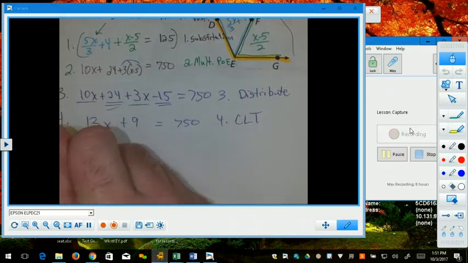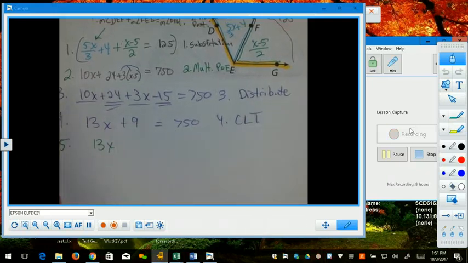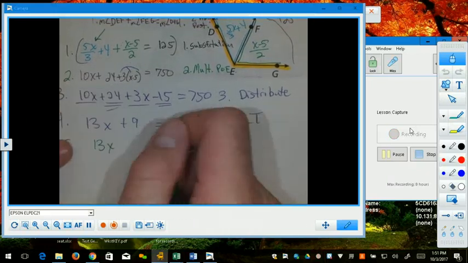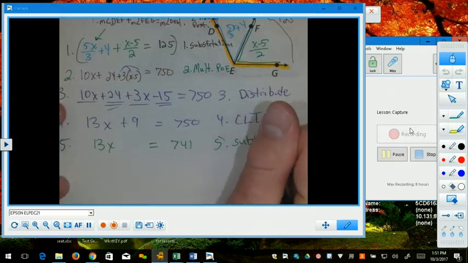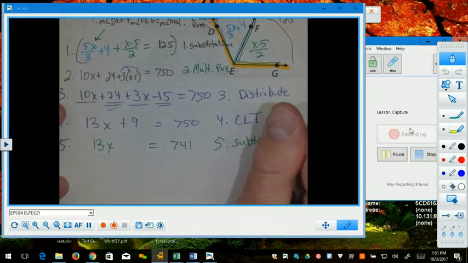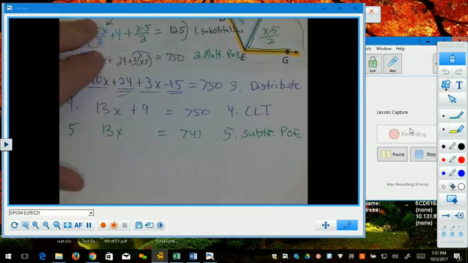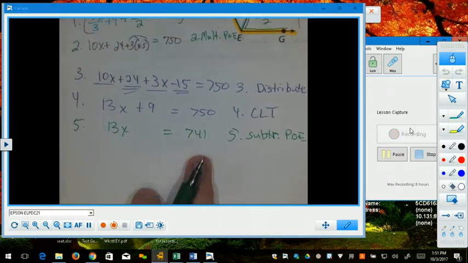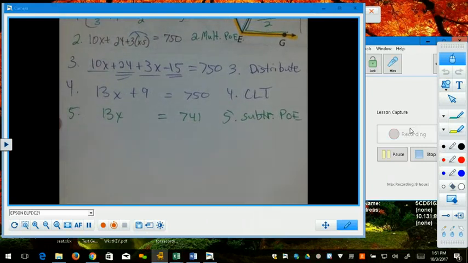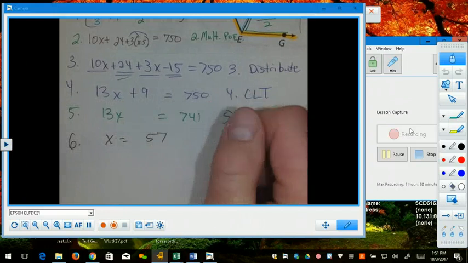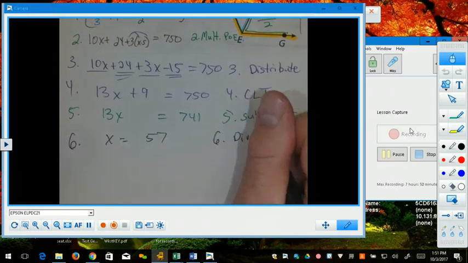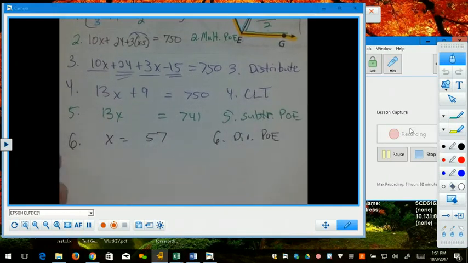Step 5, I'm going to subtract 9 from both sides, so 13x, 750 minus 9 is 741. I used the subtraction property of equality. Don't just put sub, at least start with the word subtraction so we know what it's going to be. And then I'm going to divide last by 13. So when I divide by 13, I get x equals 57. So we use the division property of equality.